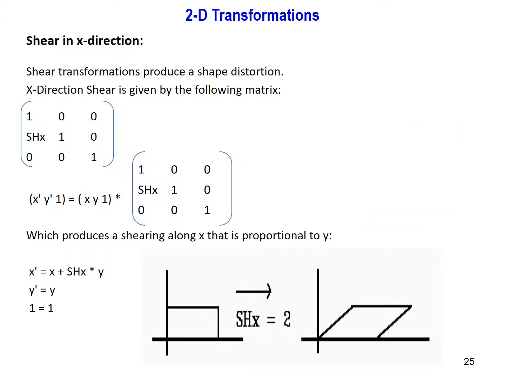Shearing is another type of transformation which produces a shape distortion. Here we are shearing in the x direction and the resultant coordinates after shearing in the x direction are x' equal to x plus shx times y, y' equal to y, where shx is the shearing factor and the matrix is represented as [1, shx, 0; 0, 1, 0; 0, 0, 1].